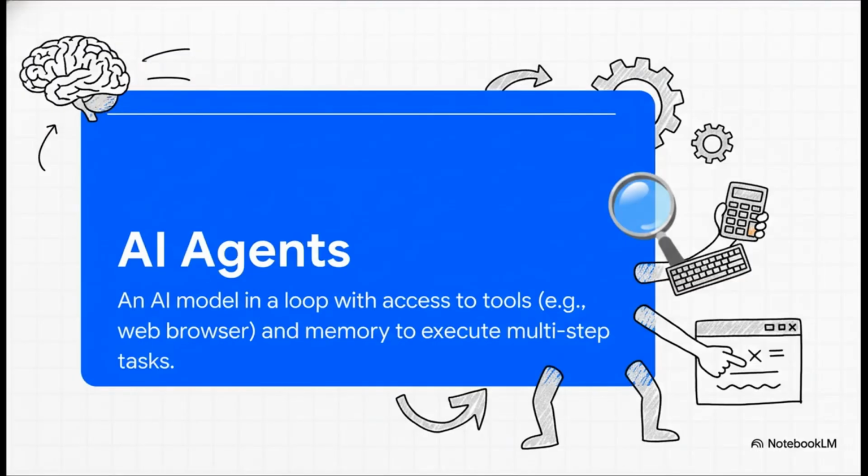So if the language model is the brain, then an AI agent, well, that gives it arms and legs. An agent is basically a system that puts the AI in a loop and gives it its own toolbox, things like a web browser, a calculator, you name it. This is what lets it do things in the digital world, not just talk about things.